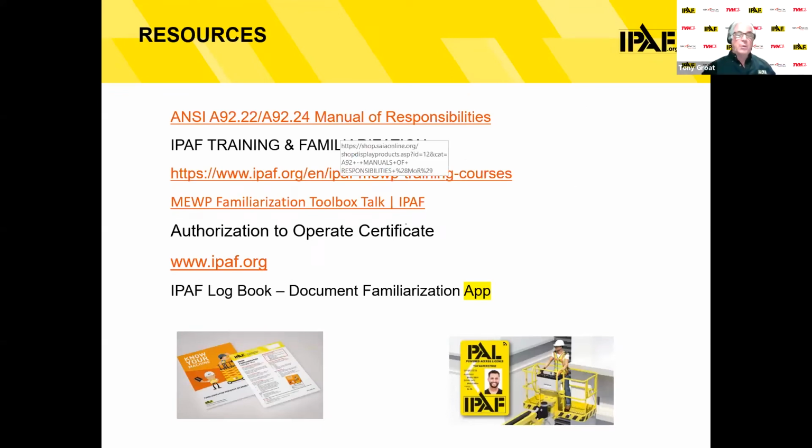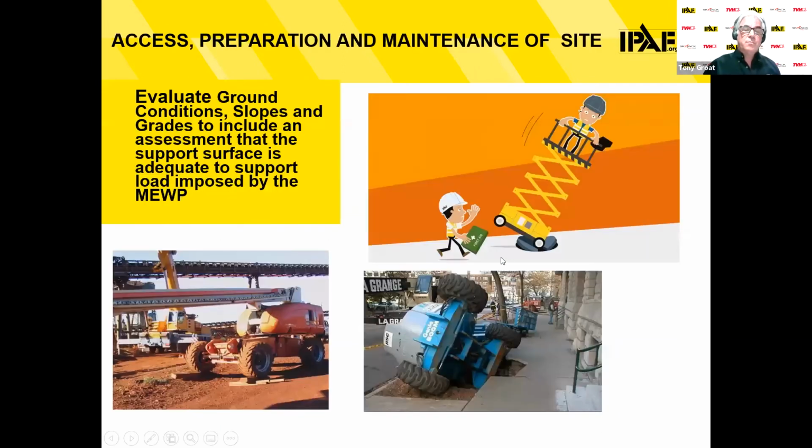Within that, we have the following resources that will help you build on this. First, we have the ANSI A92.22 and .24 Manual of Responsibilities, which covers all the information they must be familiar with in terms of safe use and the training requirements. We have the IPAF MEWP training courses that can be made available. And we have a familiarization toolbox talk to make sure that people continue to understand that just because they were trained, they also need to be familiarized on each model they're going to be going on. And then there's the IPAF logbook, which is the documentation of familiarization.